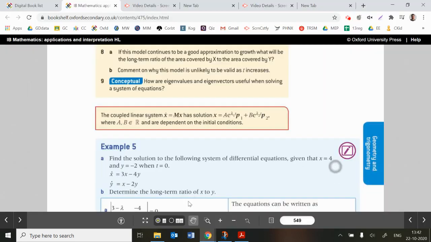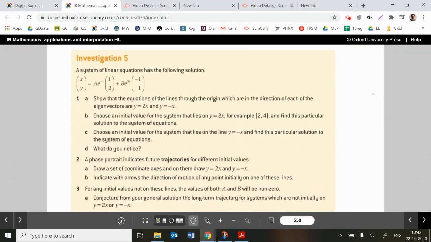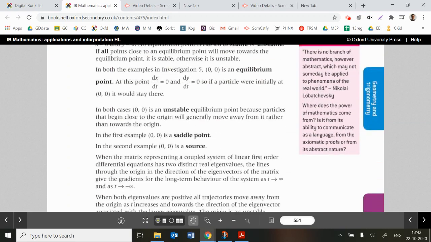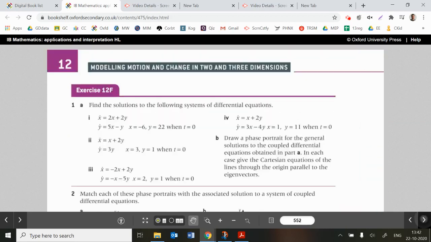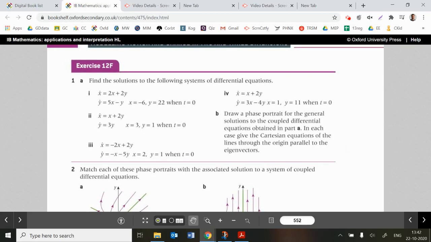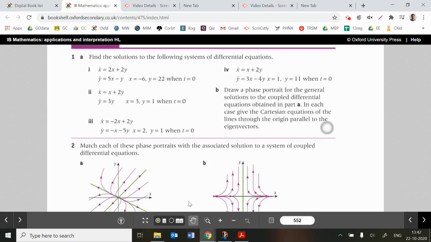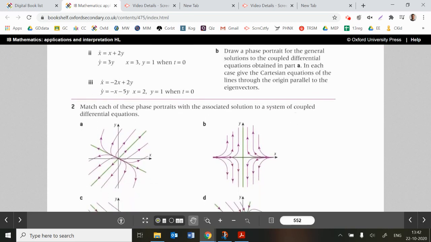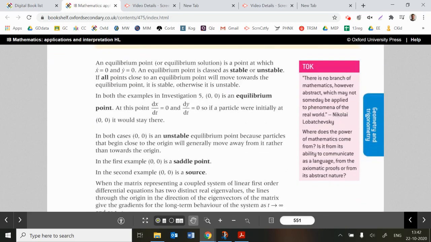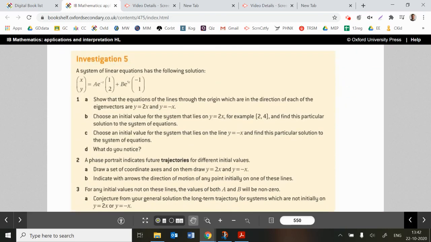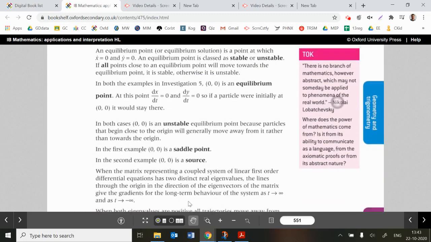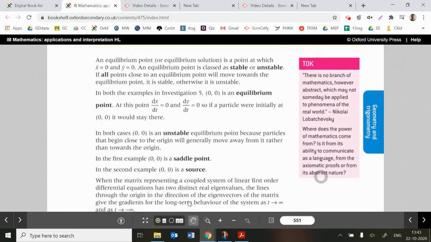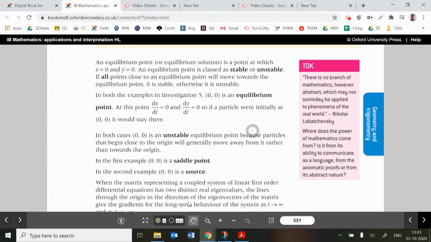Good luck with the exercise. I know this one is particularly challenging. You would think that that was sufficient in terms of the amount of work we need to do to be able to access 12F, but in fact, there are phase portraits from B onwards here, and in question 2. So I'm going to do a separate video for phase portraits. There is an investigation about phase portraits, but again, I'm going to skip over that a little bit and just talk about the results of that.